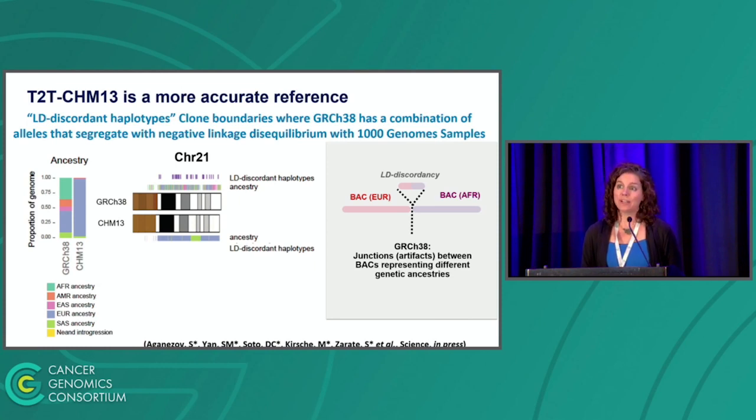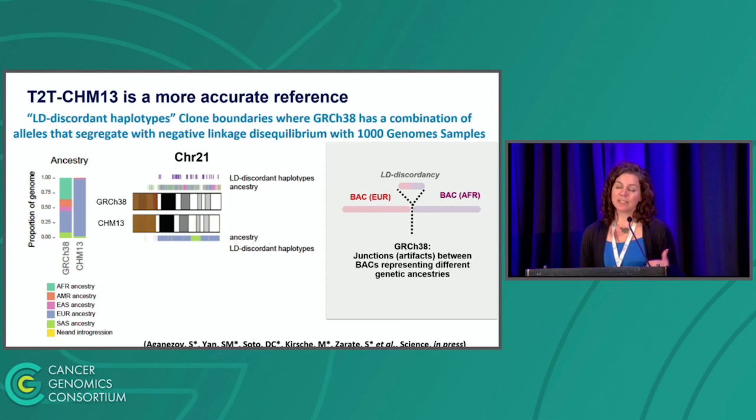We know that HG38, HG19, HG18, wherever you want to draw the line, is a composite representing a lot of individuals who were represented by BAC clones. And what I'm trying to show you for chromosome 21 is if you look at the top, you can see these shifts of color where you're moving from one BAC clone, which may represent a certain ancestry, to another. And they're sometimes next to each other in the genome assembly in a way that presents LD discordancy, or variants that we never really observe in the human population. They're only there because of the architecture of this historic genome project.